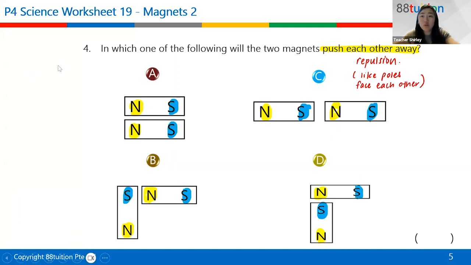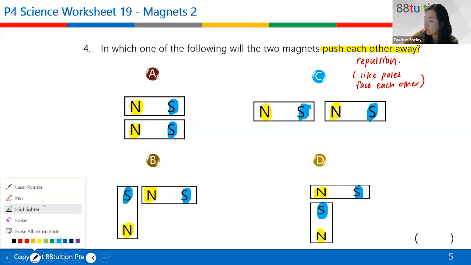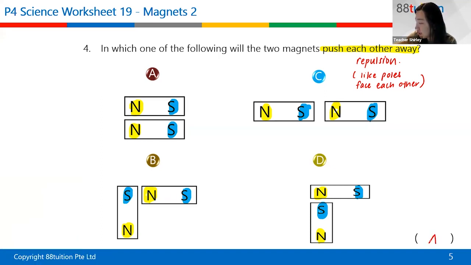So you notice that the only one that has the light poles facing each other is actually option A. Okay, so for it to repel, you need to ensure that the light poles are facing each other. So the answer is A. Light poles repel and light poles attract. I think that's the concept behind this question.